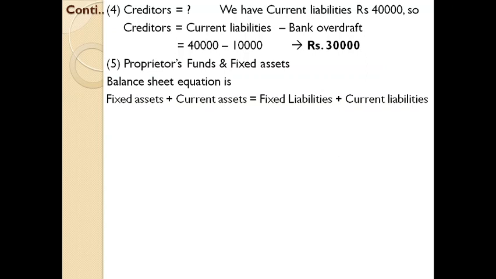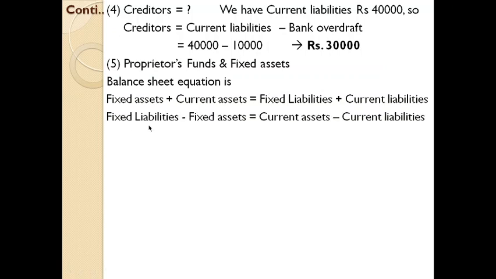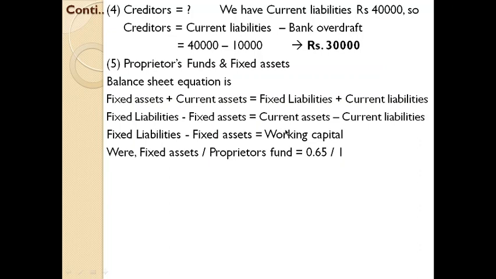and fixed assets. For the time being, let's bring together items of similar nature to one side. That is, we are bringing fixed items to the left and current items to the right. So it will become fixed liabilities minus fixed assets equals current assets minus current liabilities. And we all know the equation for finding working capital is current assets minus current liabilities. So fixed liabilities minus fixed assets gives you working capital. And we already have the amount of working capital.